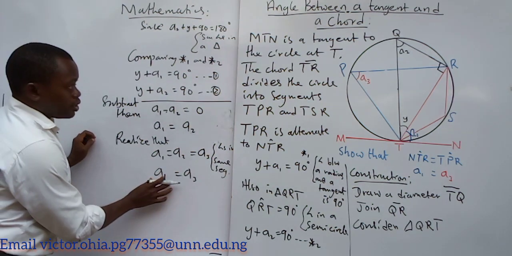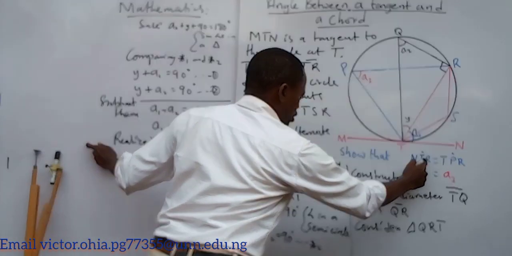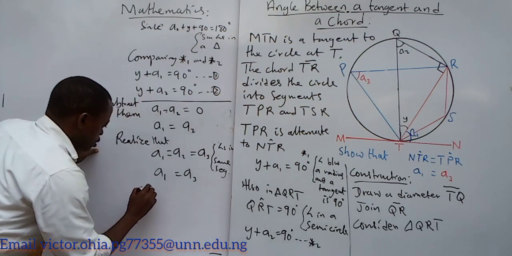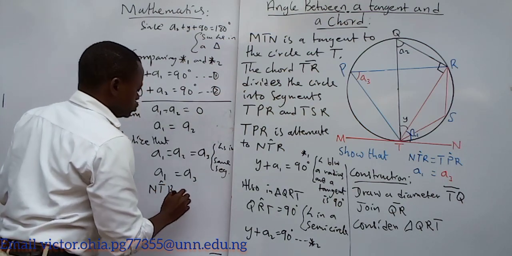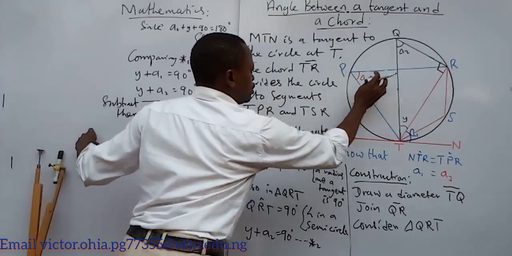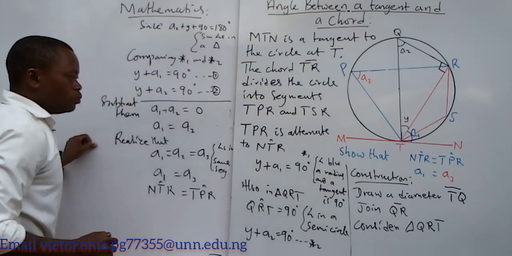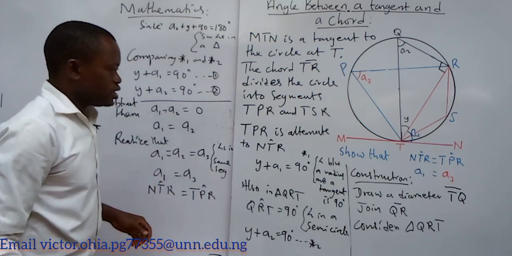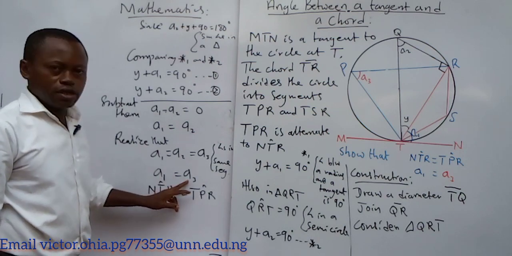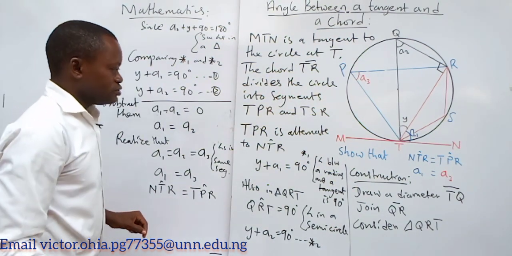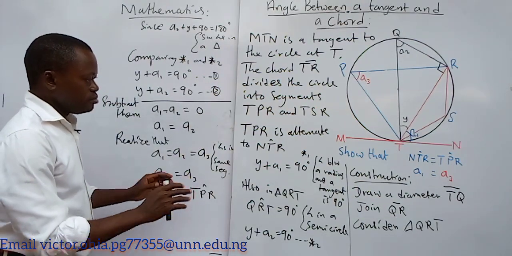So now what is A1? A1 is NTR. You can see that there. That angle, NTR, equals to, what is A3? A3 is TPR. Whoa! This is wonderful. So we have been able to show that A1 is equals to A3. I'm sure that you followed that. That's good. So the explanation is very detailed.